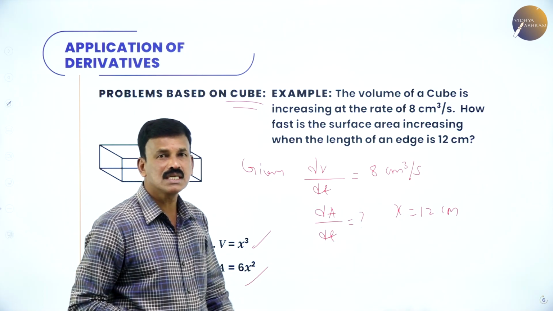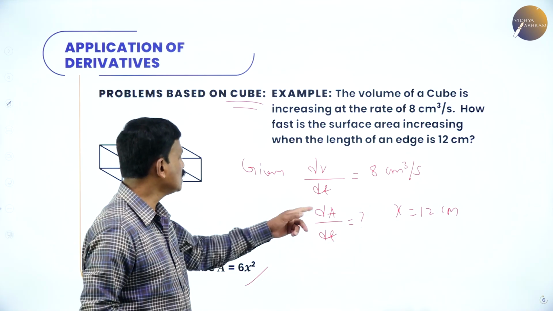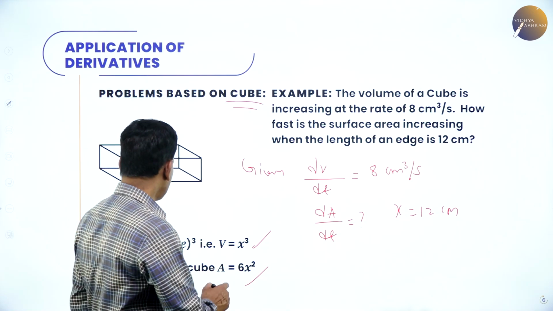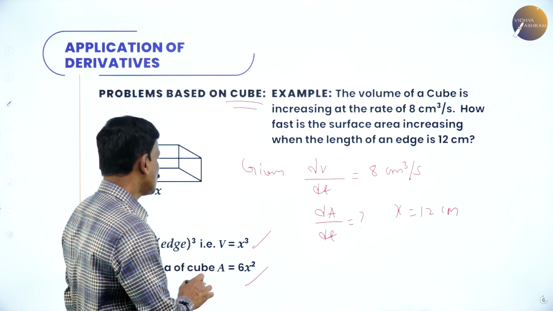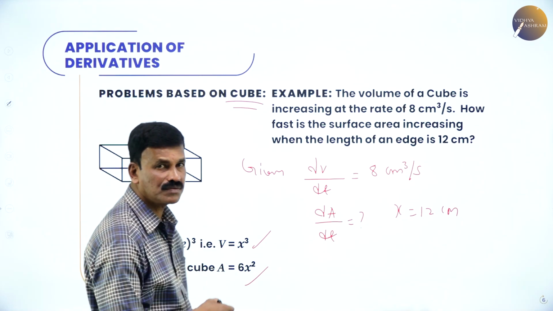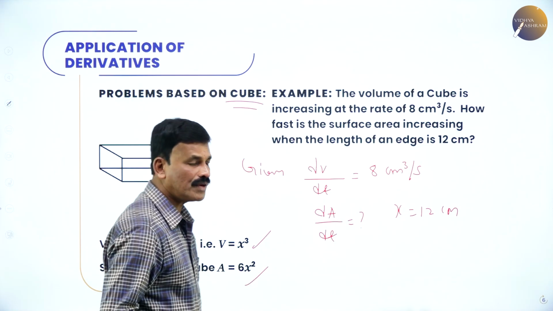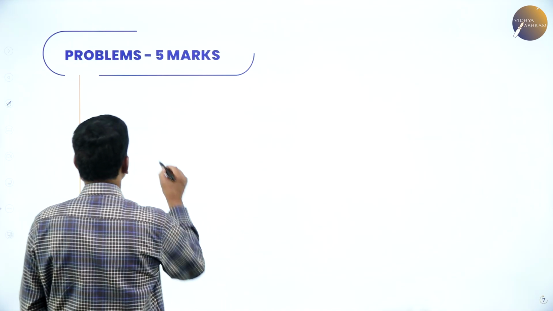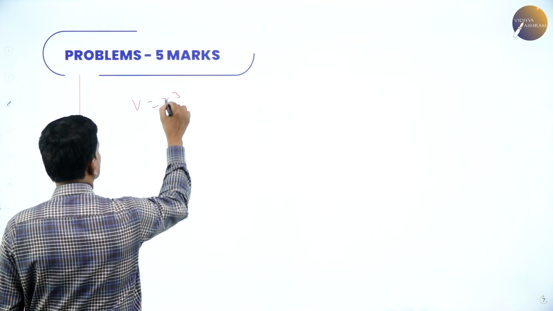x is equal to 12 centimeter is given. What is required to find? dA by dt. What is the formula for surface area and what is the formula for volume? Just make use of these two. That's it. Okay. Now, first, write down the volume. What is the volume? V is equal to x cube.